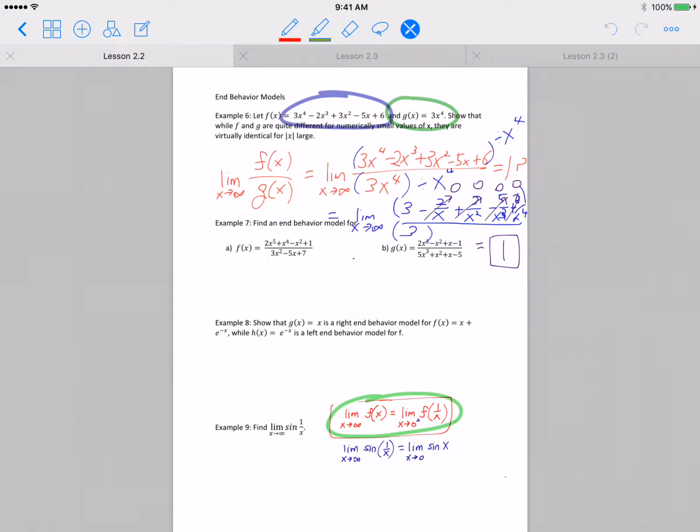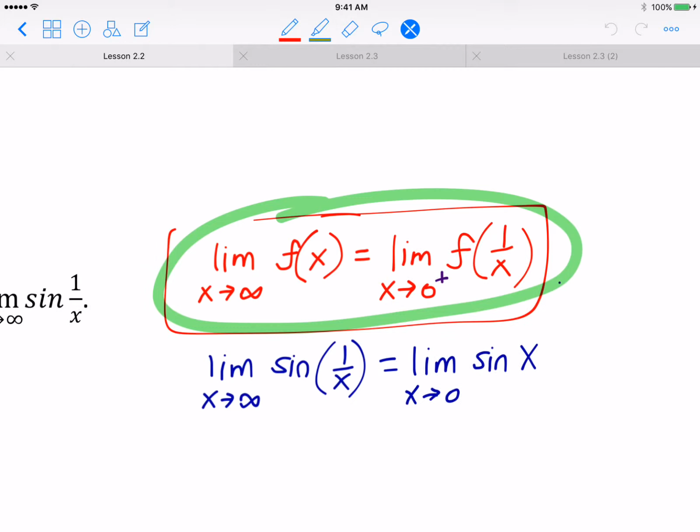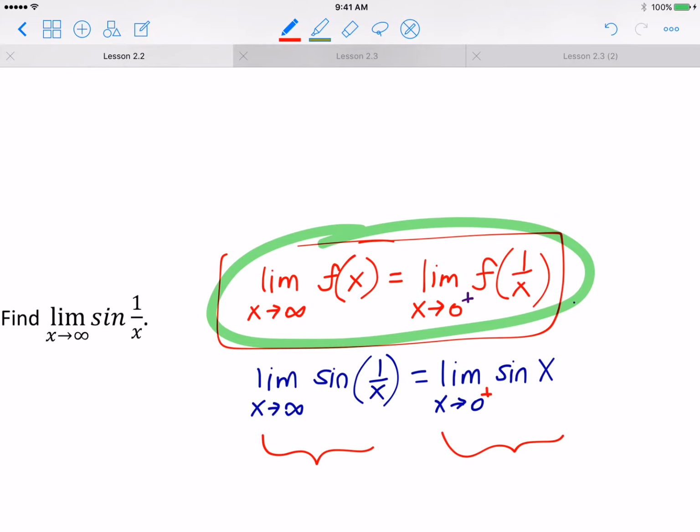So let's go back to example 9. Limit of f of x is equal to limit of f of 1 over x. So you could use the fact that the limit of sine of 1 over x is the same thing as the limit of sine of x as x approaches 0 from the right side. I should emphasize that. And what is the value for this one? This one we know. Limit of sine of x as x approaches 0 from the right side, your y value will be 0 for that graph. So by using this fact, we know that the limit of sine of 1 over x has to be 0 as well.